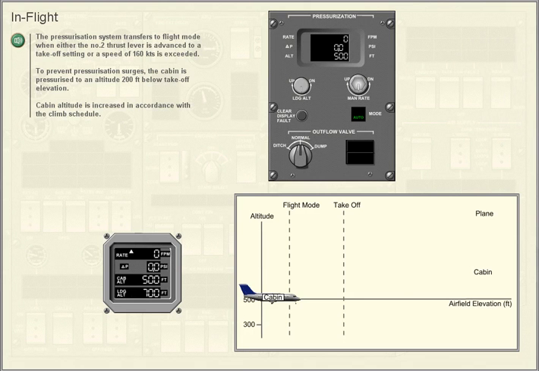In flight. The pressurization system transfers to flight mode when either the number 2 thrust lever is advanced to a takeoff setting or a speed of 160 knots is exceeded. To prevent pressurization surges, the cabin is pressurized to an altitude 200 feet below takeoff elevation. Cabin altitude is increased in accordance with the climb schedule.